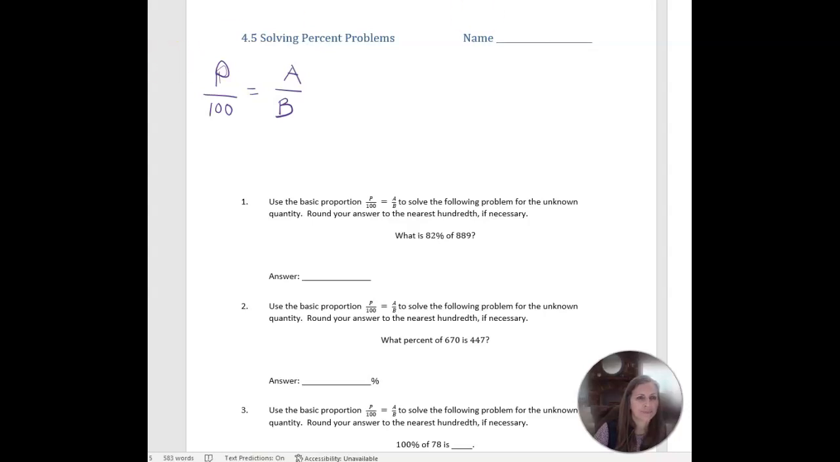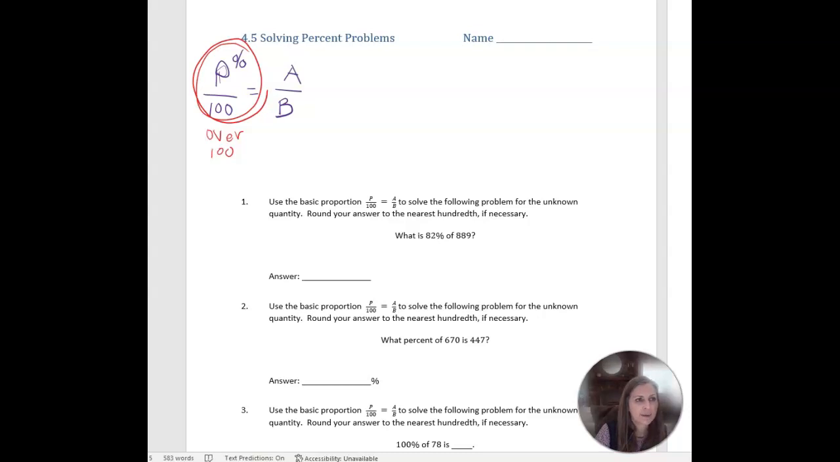Okay, so let's look at what they're talking about. P is your percent. One thing you want to notice is that you always put your percent over 100. Now we talked about this in our last unit. Percentage by definition means out of 100. So it makes sense that when you see that percent sign, that number will always go over 100.